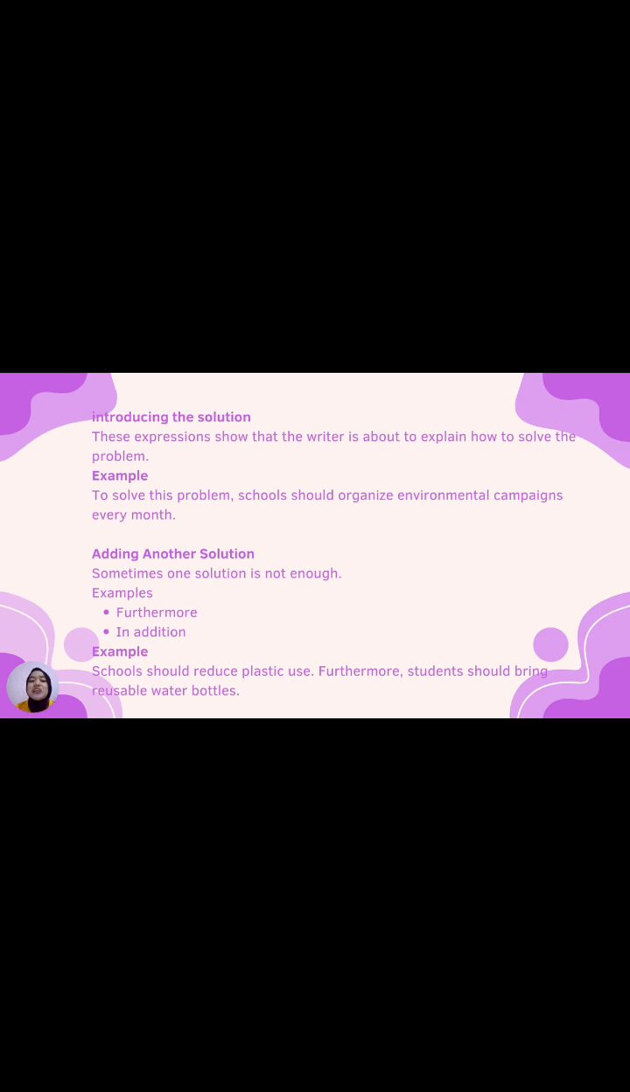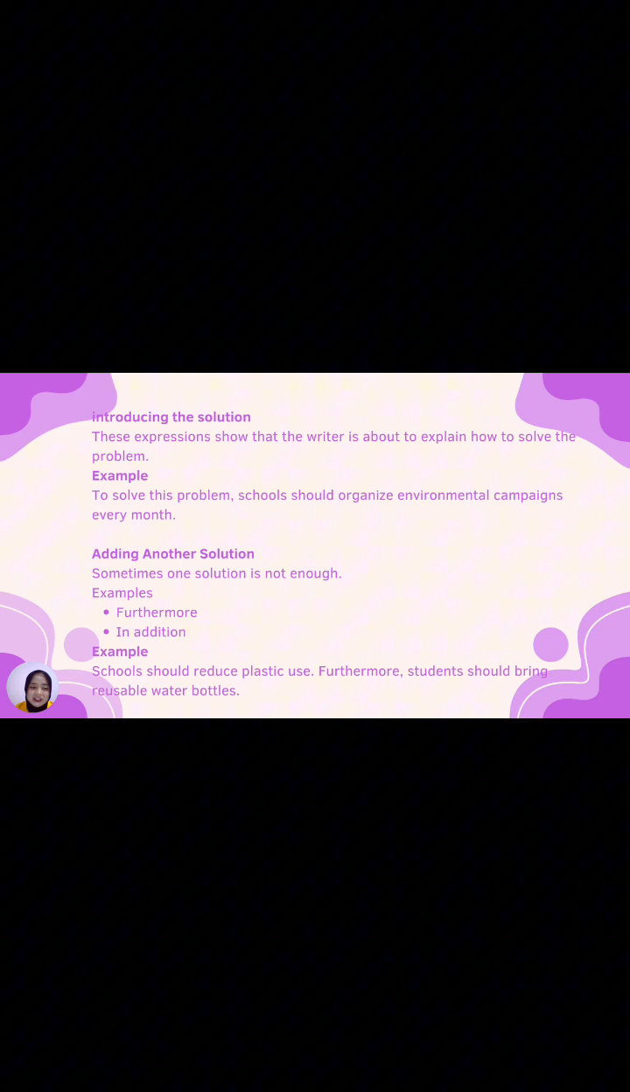Okay, so introducing the solutions. This is an expression so that the writer is about to explain how to solve the problem. Example: to solve this problem, schools should organize environmental campaigns every month. Adding another solution, because sometimes one solution is not enough: for example, furthermore, in addition. For example, schools should reduce plastic use. Furthermore, students should bring reusable water bottles.